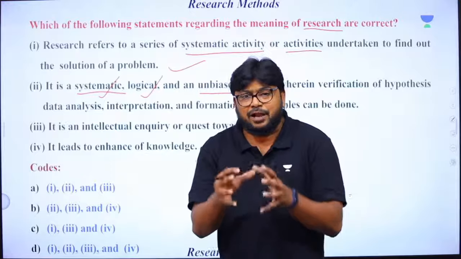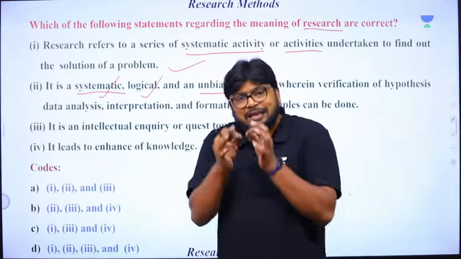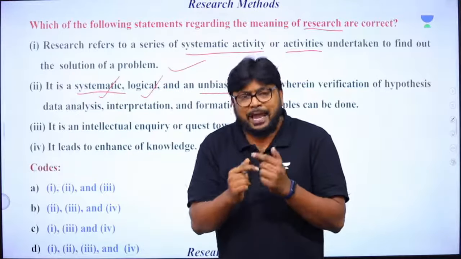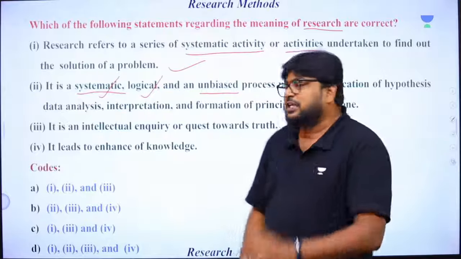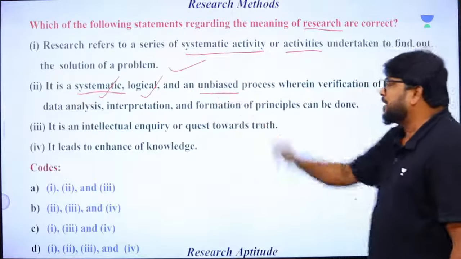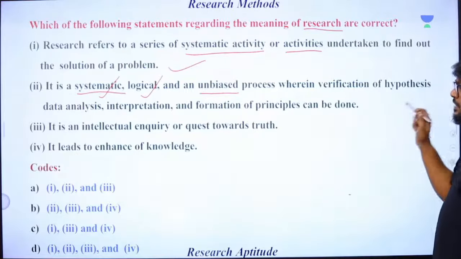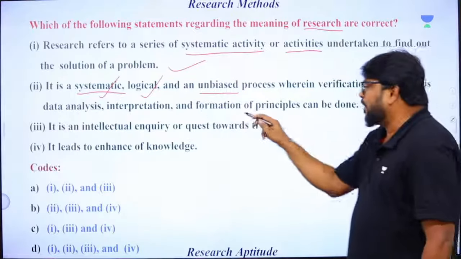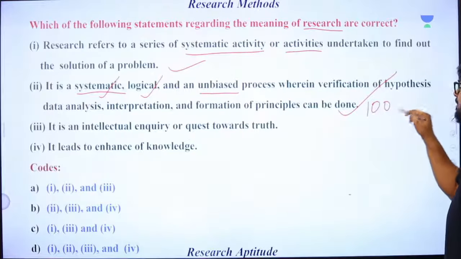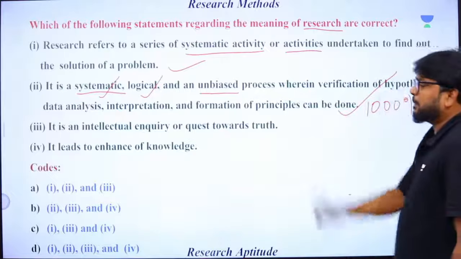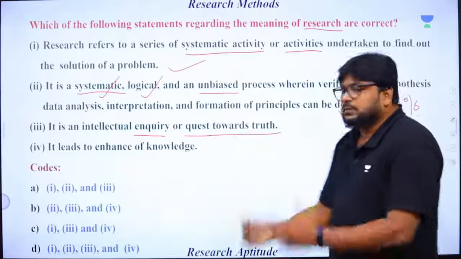Research should be error free. Research should be accurate. Research should be reliable. Research should be empirical. These are very important characteristics. So in research ethics, this point is very important. That is an unbiased process wherein verification of hypothesis, data analysis, interpretation, formation of principles can be done perfectly correct, 1000% correct, totally acceptable. It is an intellectual inquiry or quest towards truth.